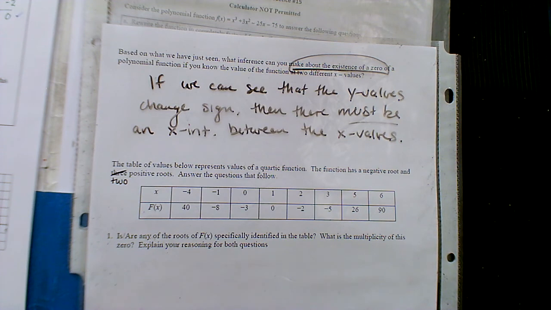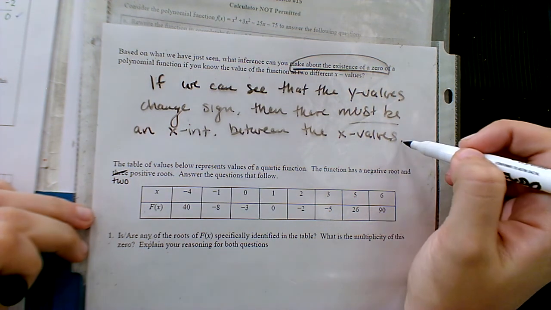If we cannot identify a sign change, we have one of two options. Either there's an x-intercept that bounces, or there's no x-intercept at all. We would need a little bit more information to help us determine which one of those options is the right one, but those are the only two conclusions we have.